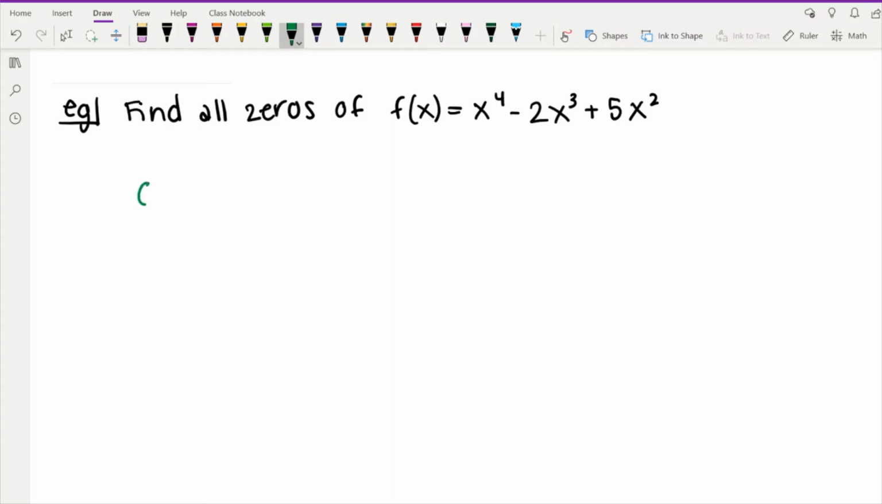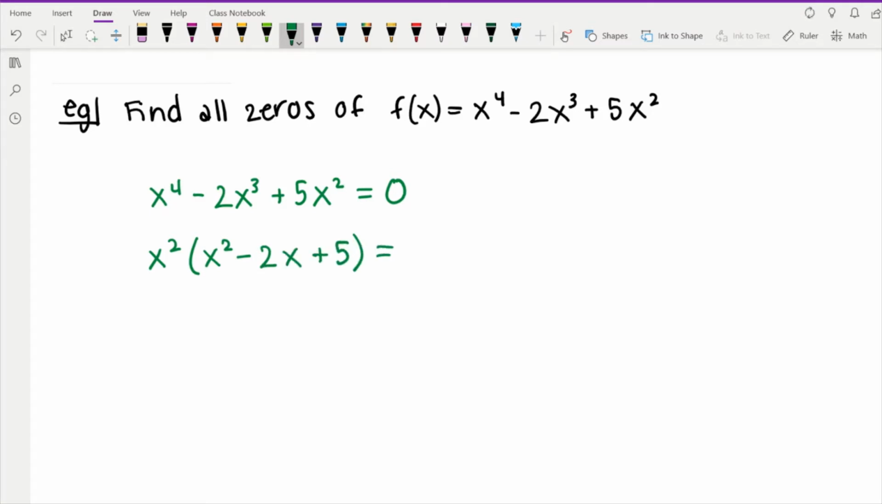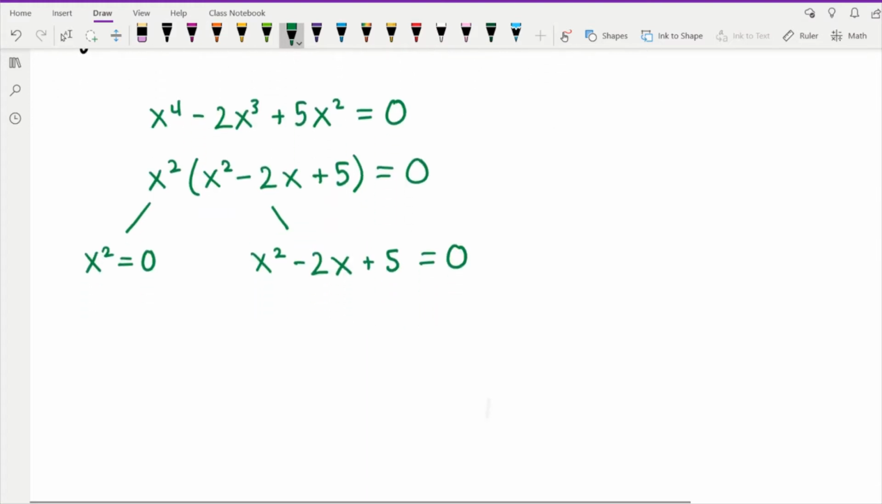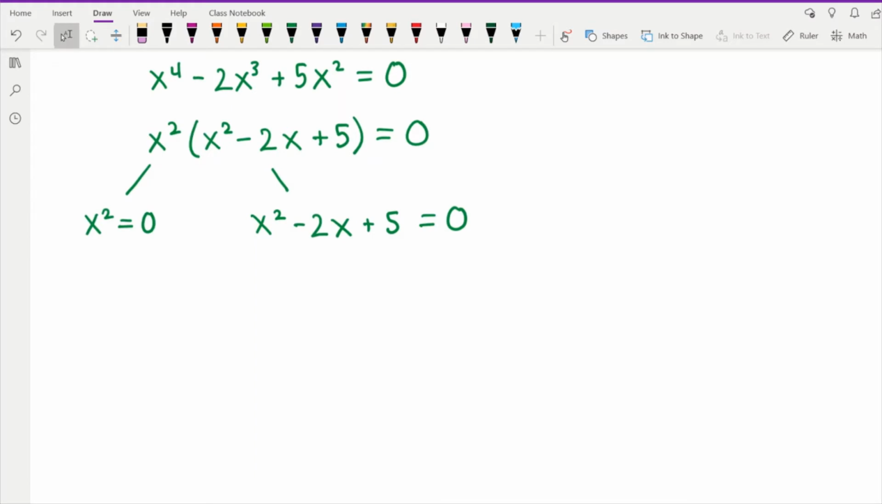So what do we generally do when we're finding zeros? Well, we want to take our function and set it equal to 0. Actually, let me write it the other way. x to the 4th minus 2x cubed plus 5x squared is equal to 0. Generally speaking, the first thing we want to try to do is factor. So what can we factor out? We can factor out an x squared. So we're left with x squared times x squared minus 2x plus 5. From here we can say, either x squared is equal to 0 or x squared minus 2x plus 5 is equal to 0. And how can you solve something that looks like x squared minus 2x plus 5 equals 0? You can use the quadratic formula.